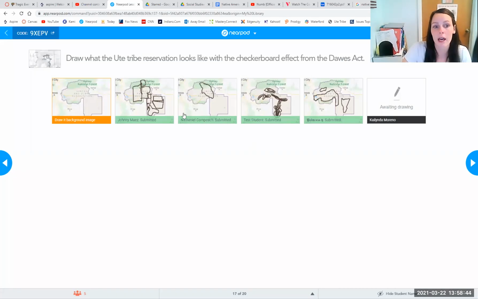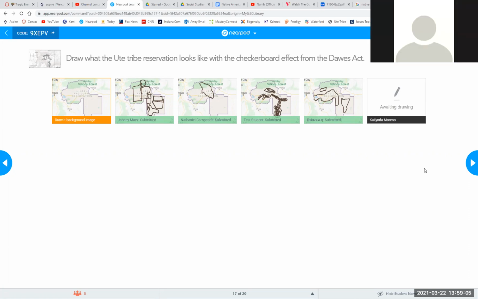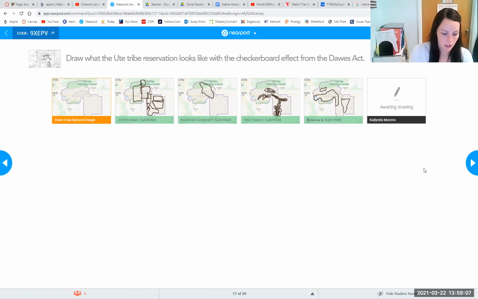So you're going to do a quick drawing here. I have the background of the reservation. You're going to draw where the tribal lands are, basically copying that other image there. So go ahead and draw that. Just do it super quick because we've got like a minute and a half left, and we have a couple more things.